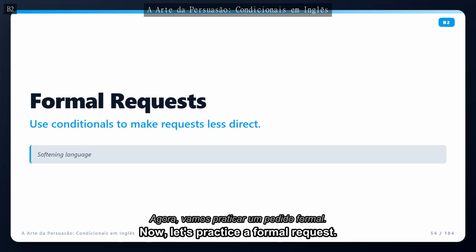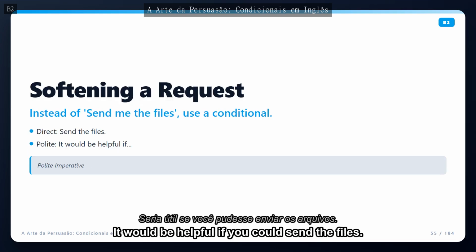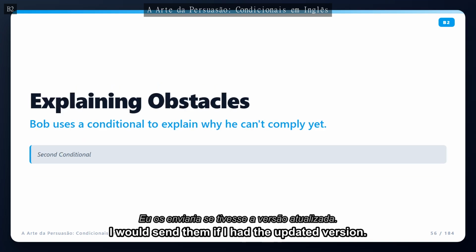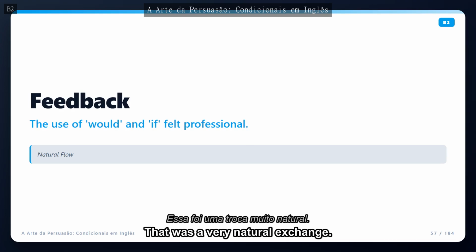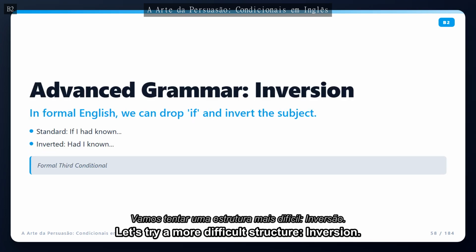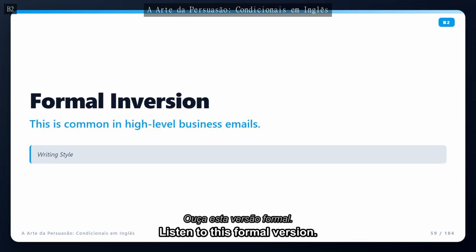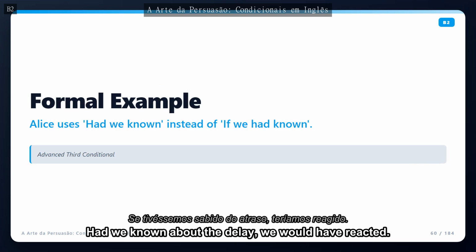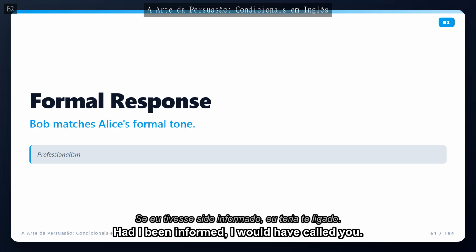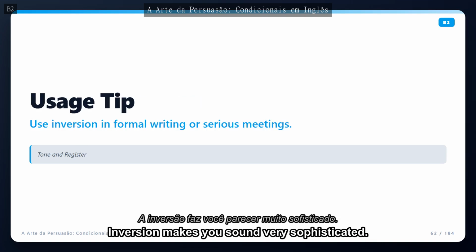Now, let's practice a formal request. It would be helpful if you could send the files. I would send them if I had the updated version. That was a very natural exchange. Let's try a more difficult structure, inversion. Listen to this formal version. Had we known about the delay, we would have reacted. Had I been informed, I would have called you. Inversion makes you sound very sophisticated.